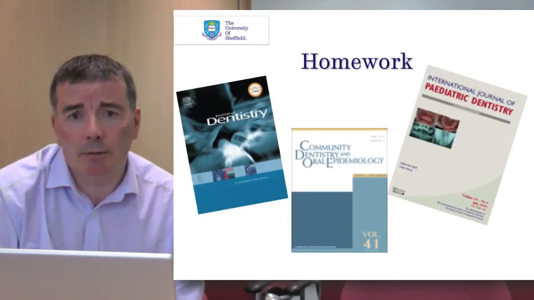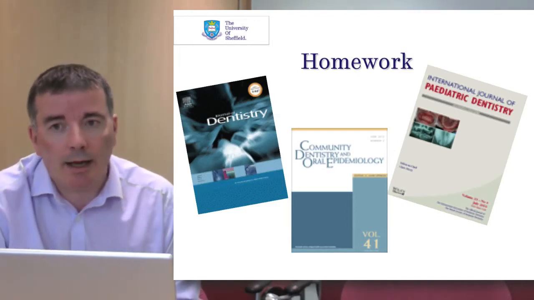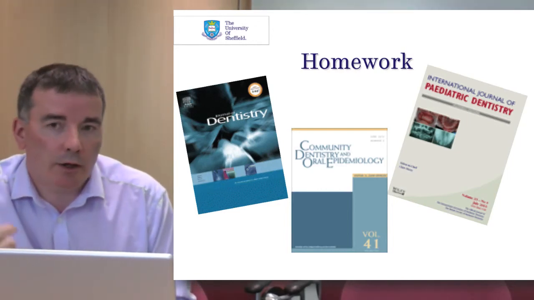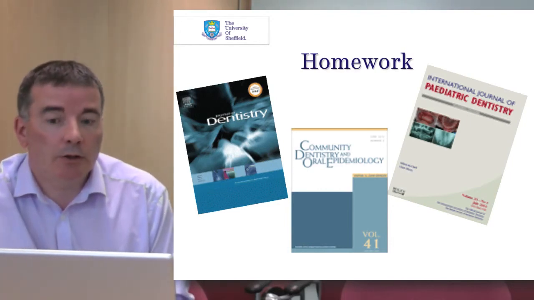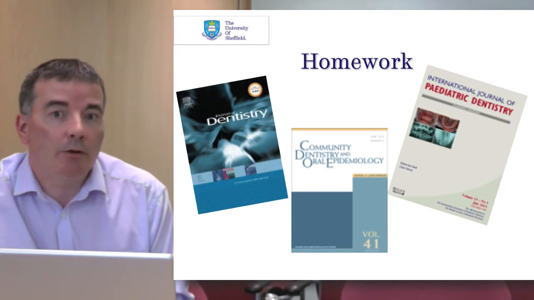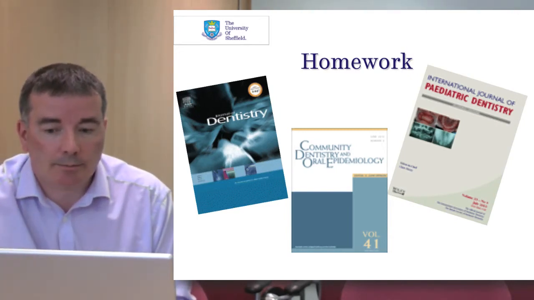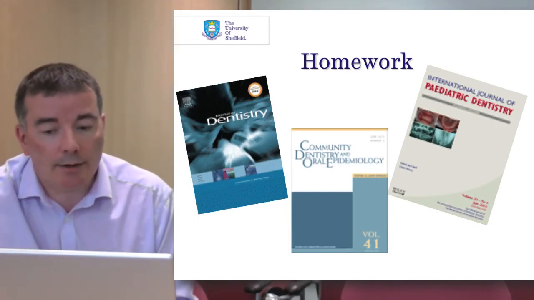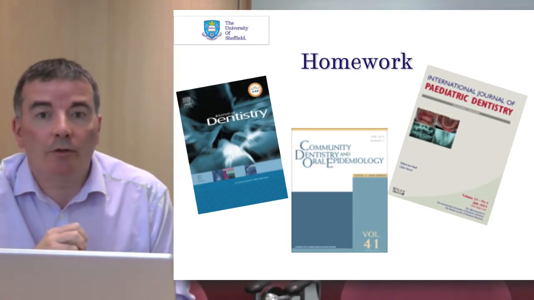Finally, I'd like to leave you with a little bit of homework. These are 3 journals, but you can pick any journal you like, and I'd like you just to go through the trials reported in that journal and see how many of them have power calculations, how many adequately report reproducibility, if they are tests of validity, how they do that, and whether in your opinion they control for validity.